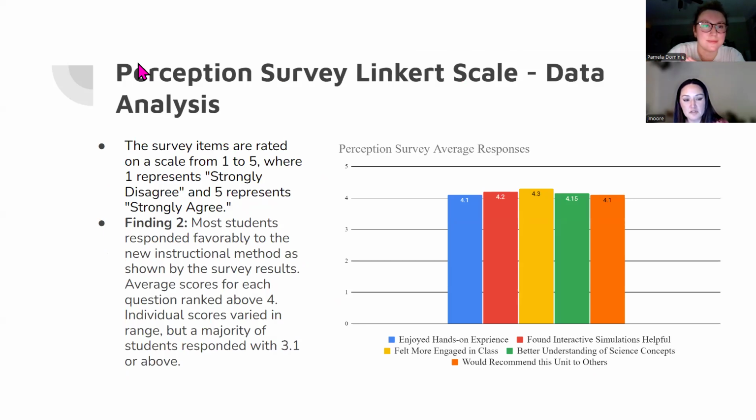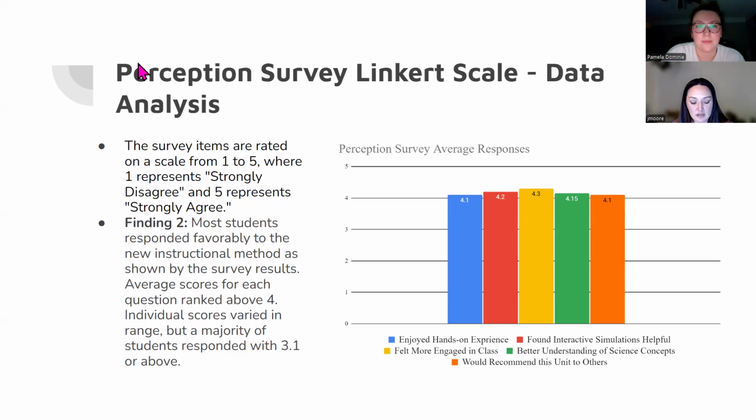Mr. Johnson also gave a perception survey. The survey items were rated on a scale from 1 to 5, where 1 represents strongly disagree and 5 represents strongly agree. You can see on the graph the 5 questions, the 5 items that were listed.